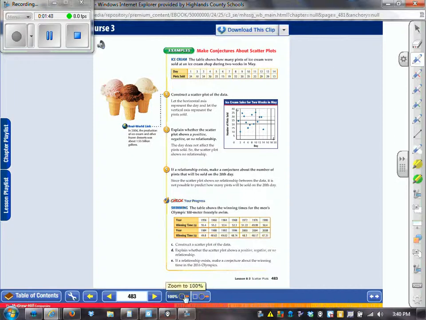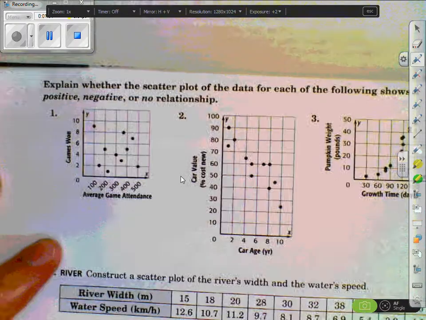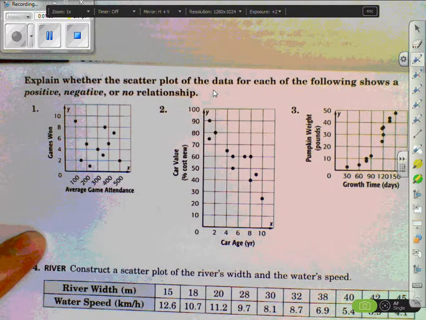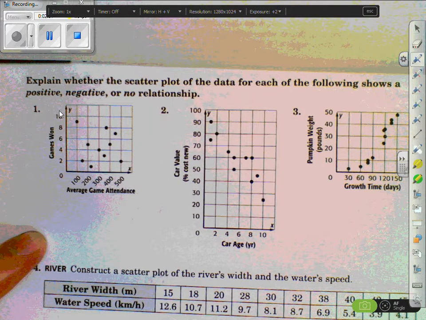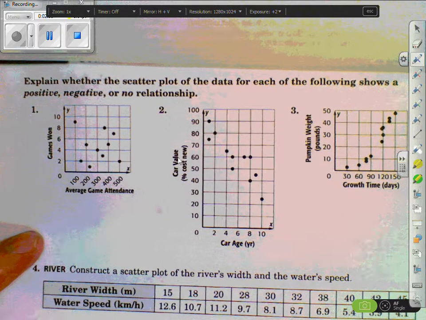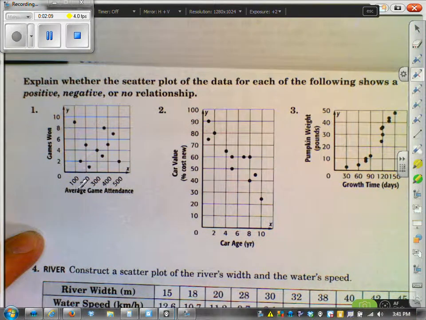So on your homework today, first of all, explain whether the scatter plot for the data for each of the following shows a positive, negative, or no relationship. And I think you can see this: depending on what's going on, if x is increasing 100, 200, 300, 400, what's happening to the y variables?